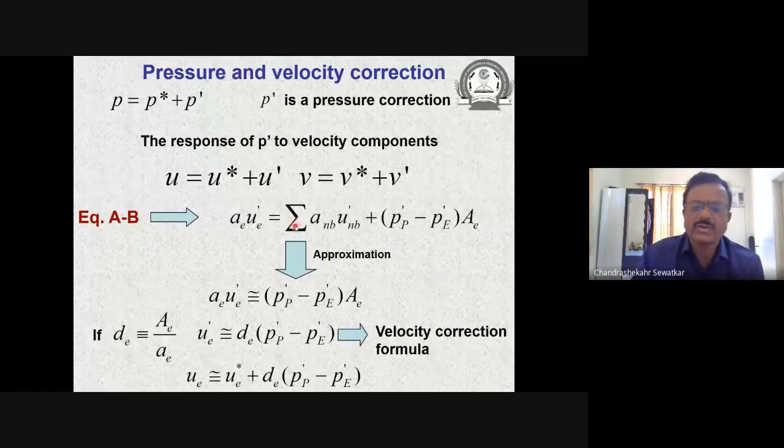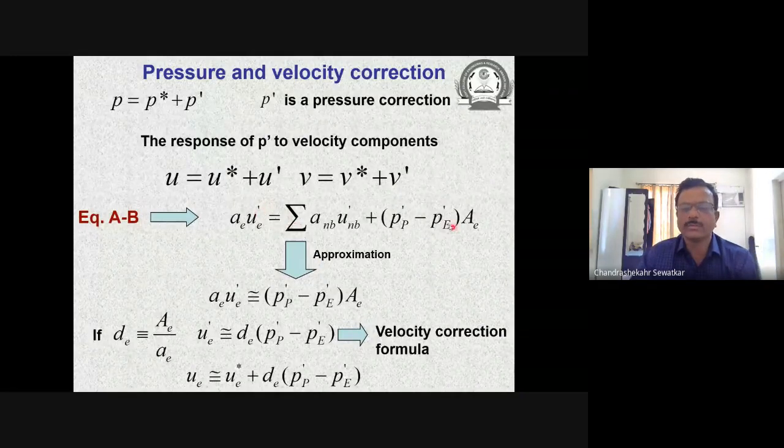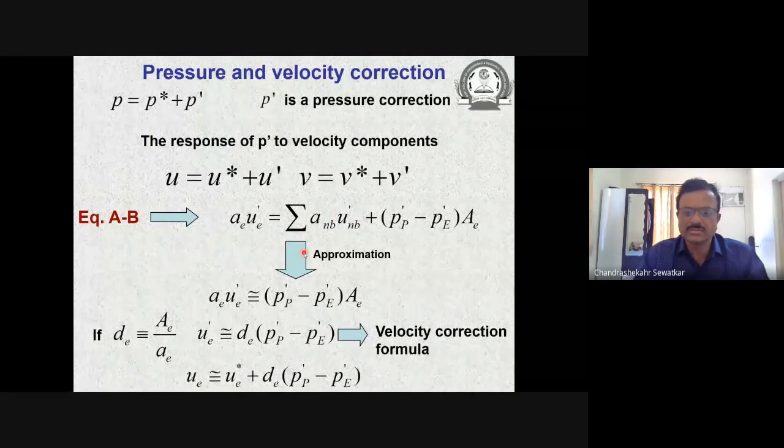Now what we are doing, we approximate this equation by neglecting this particular term. I will come back to you on why I am neglecting this particular term. I will tell you later on that neglecting this term does not make any difference. But at this point of time, let us neglect it. I will tell you the reason later on. So the approximation is being introduced here.